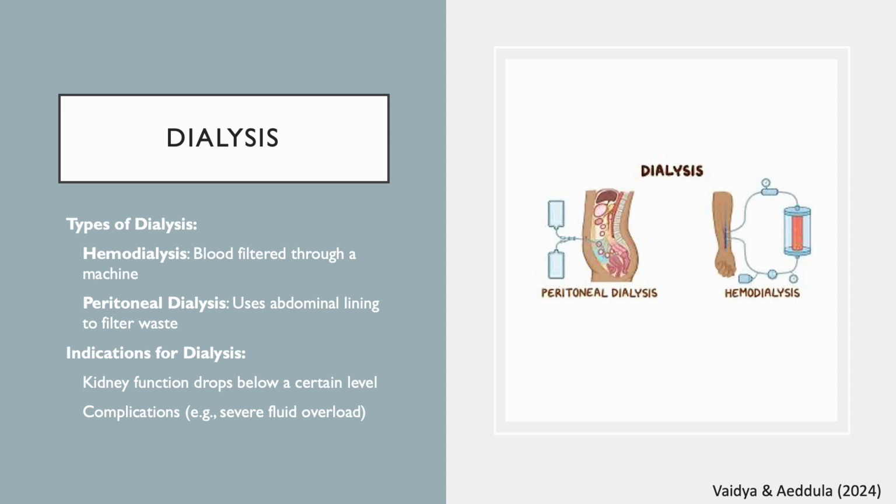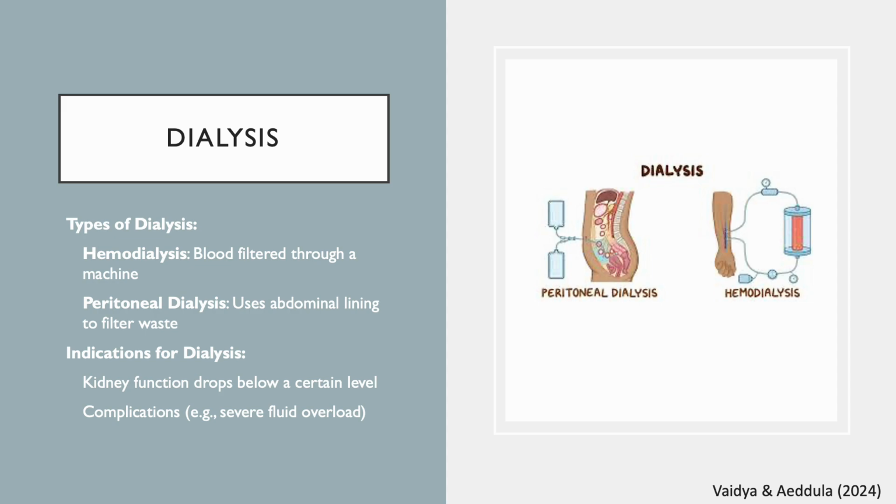Next, we have peritoneal dialysis. This method uses the lining of the abdomen, or the peritoneum, as a natural filter. A special fluid is introduced into the abdominal cavity to absorb waste products, which are then drained. This form of dialysis can often be done at home, and it can be performed either manually or through a machine at night. What are some indications for dialysis?